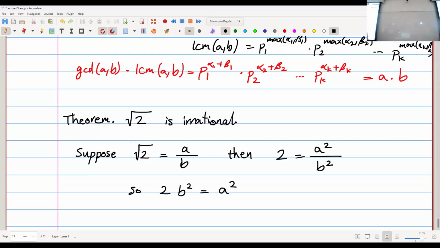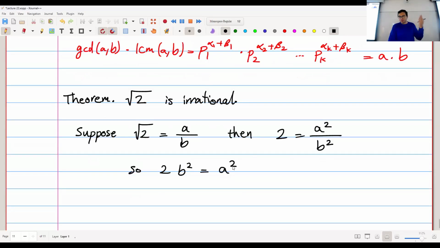But what does this mean? So the left-hand side has a 2. And we have uniqueness of factorization. So if I factorize A squared, 2 appears as a prime number in that factorization. But if 2 appears in the prime factorization of A squared, it should also appear in the prime factorization of A itself. Right? But if 2 appears in the prime factorization of A, then 2 to the power of 2, or 4, should appear in the prime factorization of A squared, which means that 2 appears in the prime factorization of B squared, which gets us back to this idea that both A and B are even.